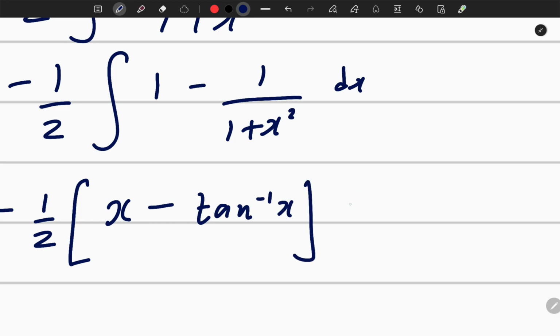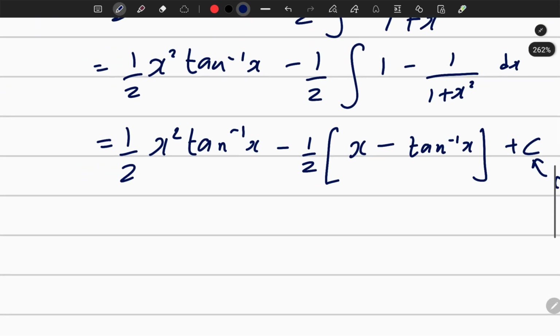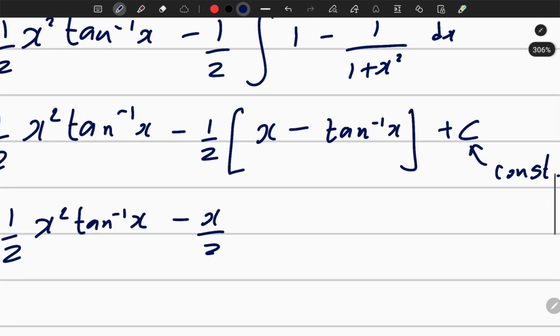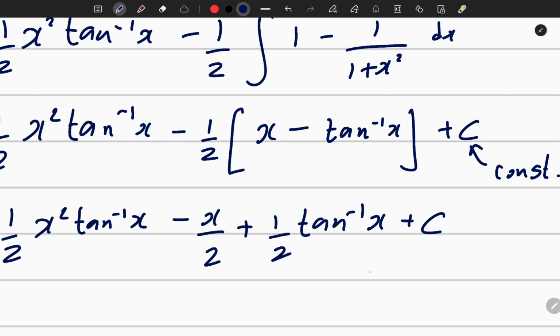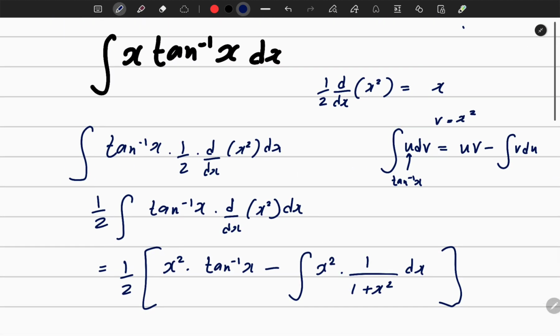So see, there is a plus c constant, right? This is an arbitrary constant. So this is 1 over 2 x square tan inverse x minus x over 2 plus 1 over 2 times tan inverse x plus c. So this is the answer for this integral problem.